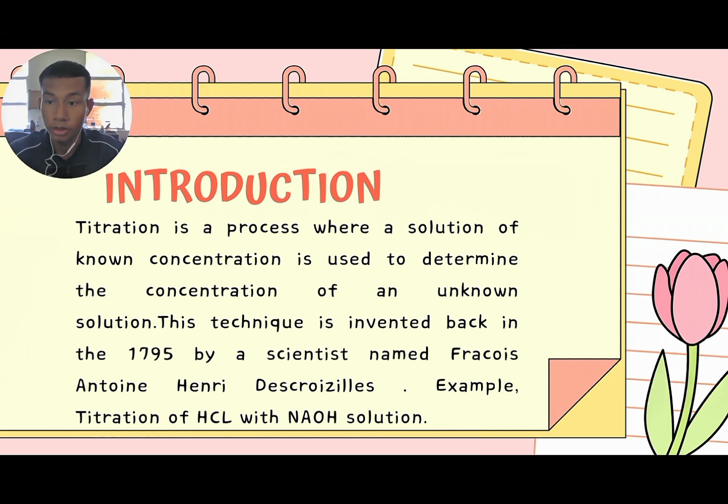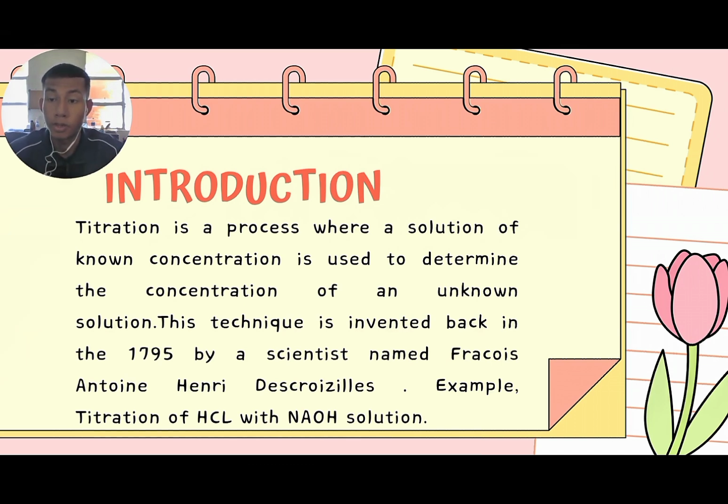Okay, so for the introduction, so titration is a process where a solution of known concentration is used to determine the concentration of an unknown solution. So this technique was invented back in 1795 by a French scientist named Francois Antoine Henri Descroiselles. He was born on 11 June 1751 in France and died on 15 April 1825. So Francois Antoine Henri Descroiselles is credited with the invention of volumetric analysis or titration.